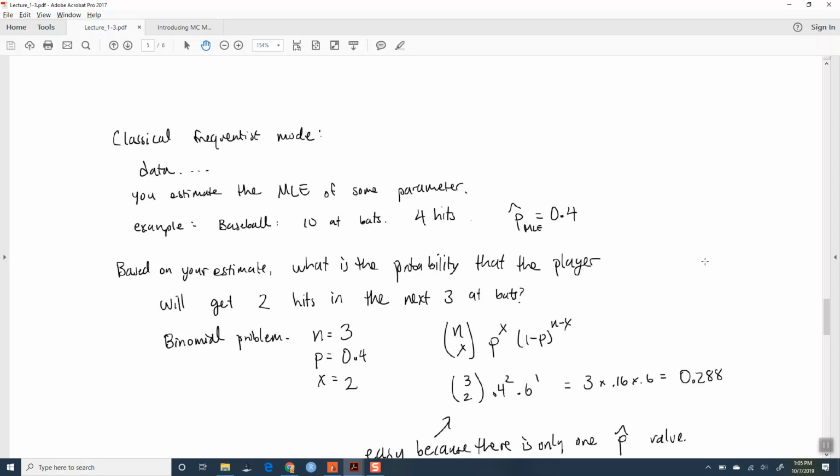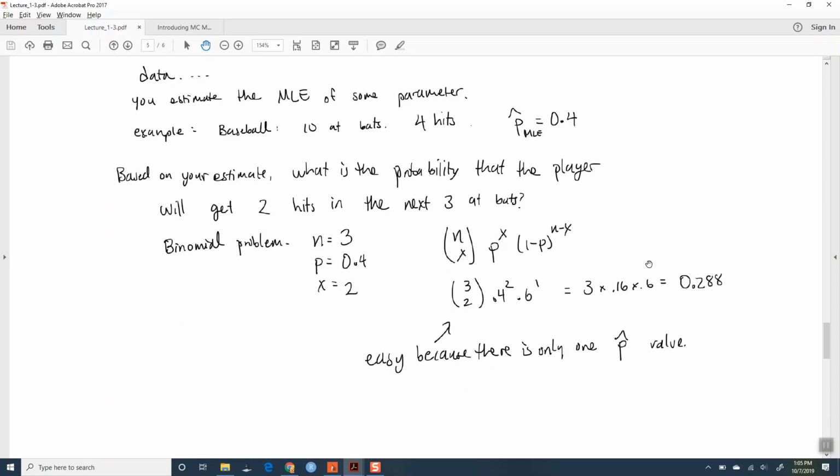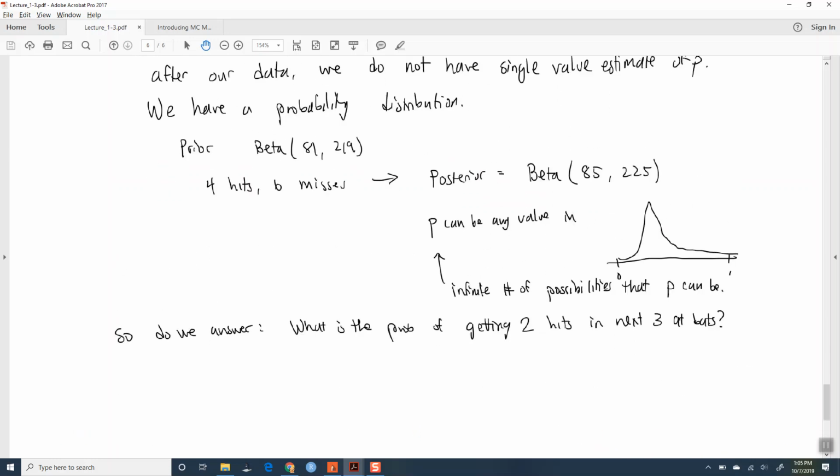We contrasted that to frequentist statistics, where if we wanted to ask what's the probability that the player will get 2 hits in the next 3 at-bats, we just take a single number estimate, in this case 0.4, based on the data we've seen, plug it in, and get a number back. Now we still want to answer this question, except this time we don't know what p is. We just know p can be any value between 0 and 1, and it's much more likely to be around 0.27, maybe a little higher or lower. So how can we use that distribution of p to answer this question?